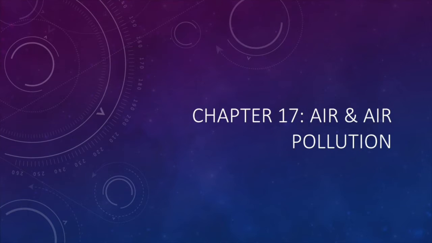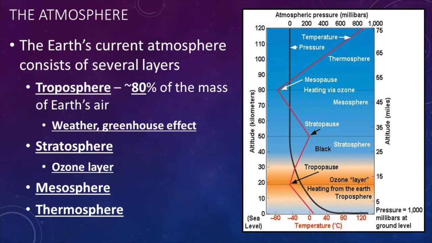Chapter 17 covers the atmosphere and the ways in which humans interact with it. At this point in class, we have covered the layers of the atmosphere. We have the troposphere at the bottom. This is the part of the atmosphere you are most familiar with because you live in it, you breathe it. Most of the weather you know as weather and the greenhouse effect both occur here. 80% of the mass of the atmosphere is found in the troposphere.